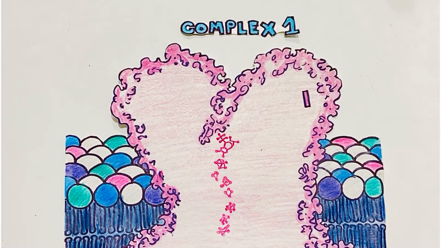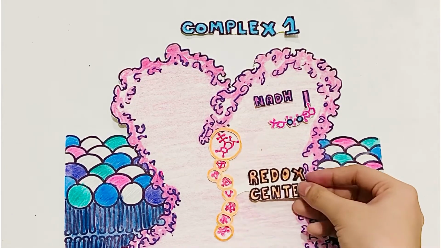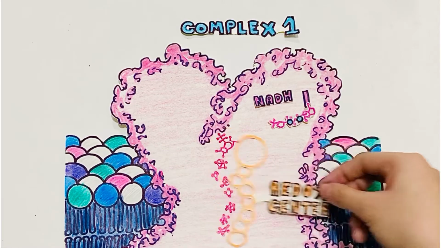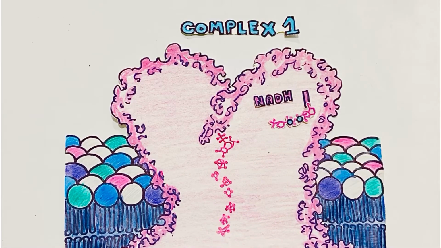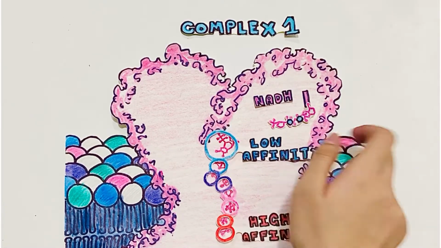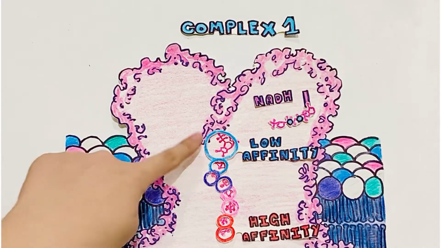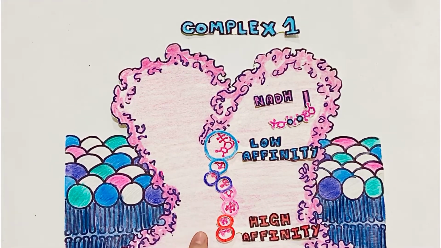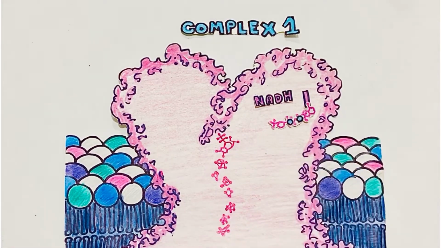Let's focus on complex 1. A byproduct of sugar metabolism called NADH deposits two high-energy electrons in complex 1, where they pass along a chain of redox centers. Redox centers are clusters of atoms that have different affinities for electrons based on their unique atomic configurations. Let's closely consider a pair of redox centers to reveal two reasons why an electron moves from the top redox center to the bottom.